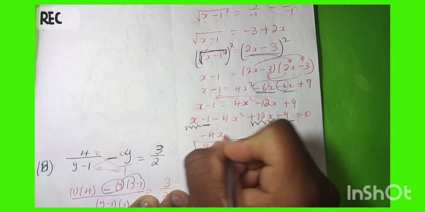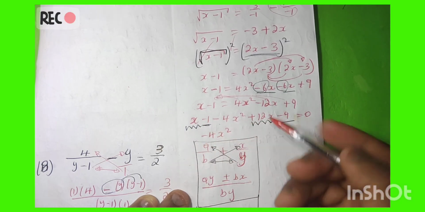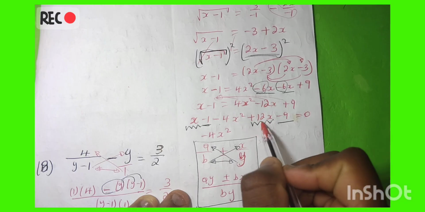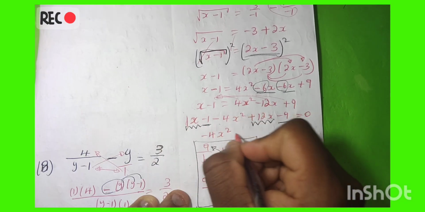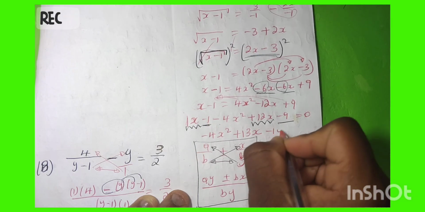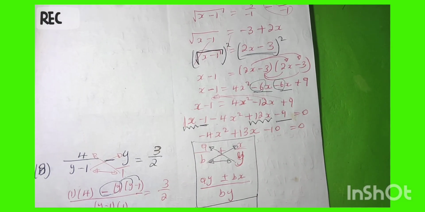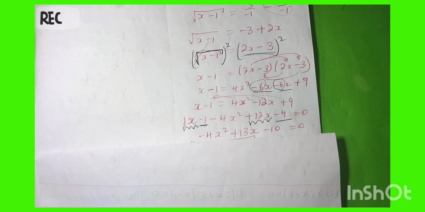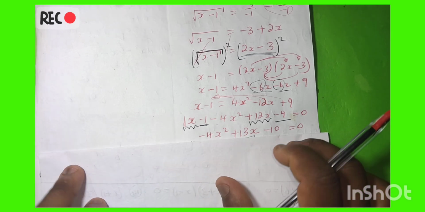It's minus 4x squared. And now I can combine this with that one here. I got an invisible one, meaning it's positive 13x. And this with that one there, it's minus 10. Do you see, guys?